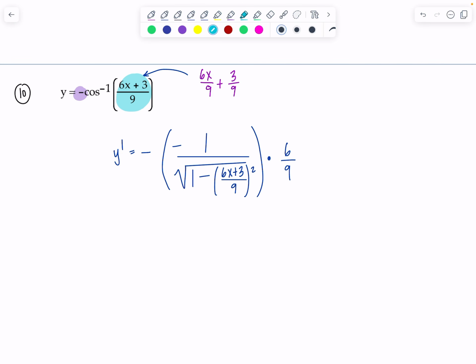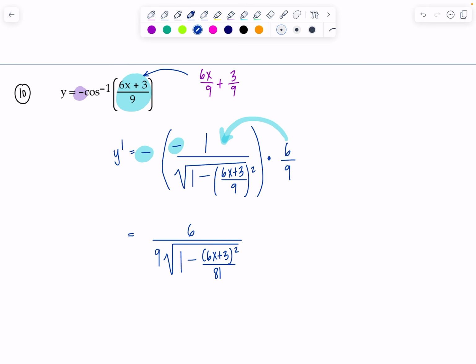Here we go. Let's clean up. These negatives cancel. I'm going to put this 6 in the numerator, okay? And then we'll put the 9 out front. So this equals 6 over 9 radical 1 minus, and then this (6x plus 3) over 9 squared, I'm going to distribute the exponent, meaning I'm going to write it as (6x plus 3) squared over 9 squared, which is 81.